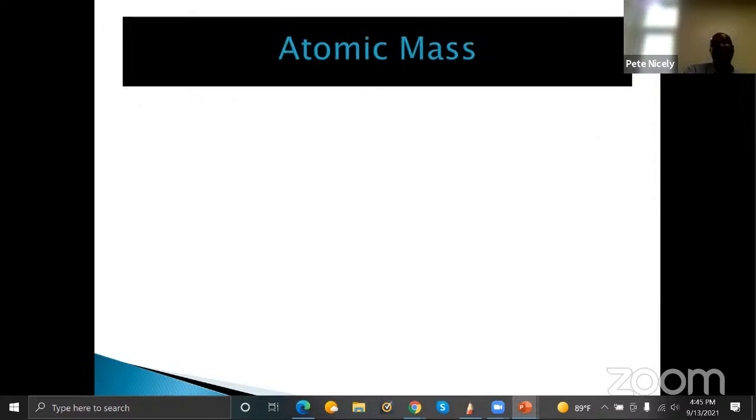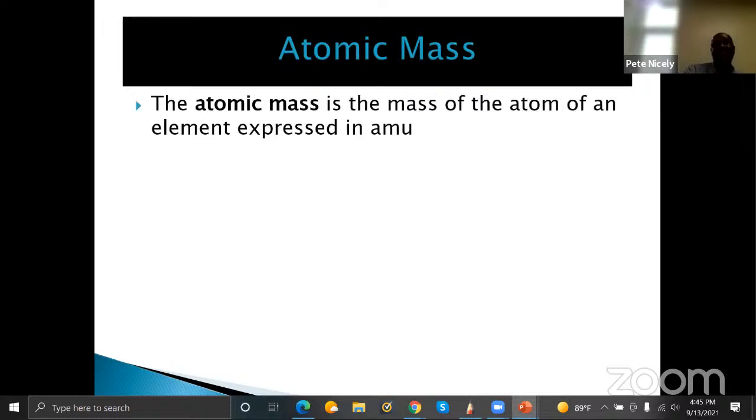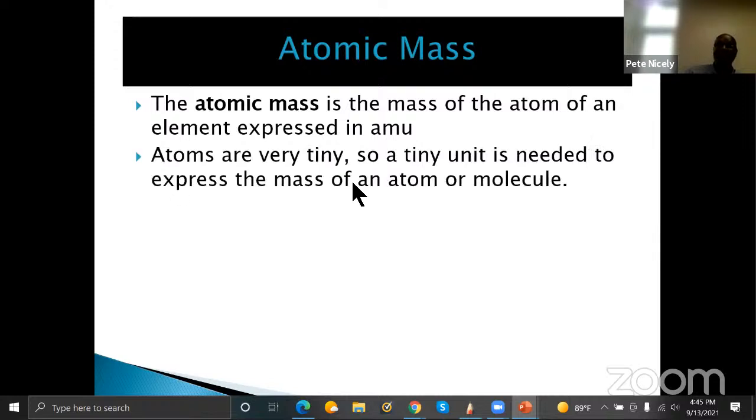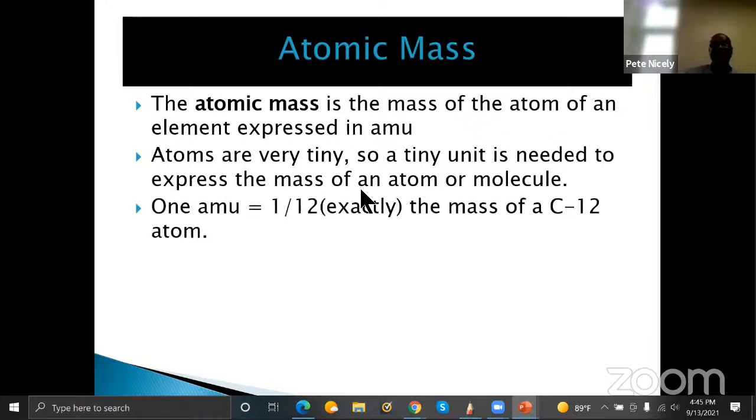Okay, the next term that we need to talk about is the atomic mass. So the atomic mass is the mass of an atom that is expressed in a special unit known as the atomic mass unit, AMU, all right? And that's because, of course, atoms are very tiny. So it's very difficult to use conventional mass units to express the mass of an atom or a molecule. So that's the reason why we have the atomic mass unit.